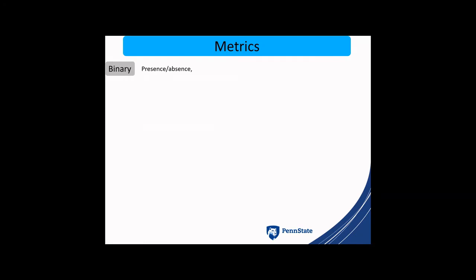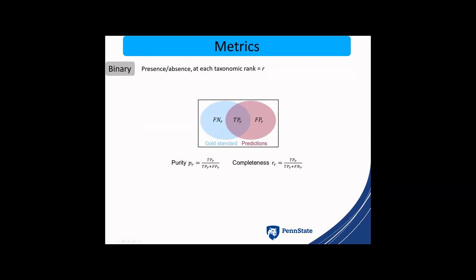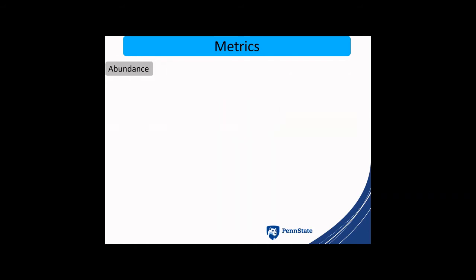But what's important to say is what metrics we're using. First off, since profiling tells you who is there, we are concerned about binary metrics, in particular presence-absence metrics. For each taxonomic rank, we have our gold standard because we already know what's in the sample since it's simulated data, and each tool makes a prediction. So you have false negatives, true positives, and false positives. We consider a lot of binary metrics, but for this talk, for sake of time, I'm only going to be considering purity and completeness, aka precision and recall. So that was who was there.